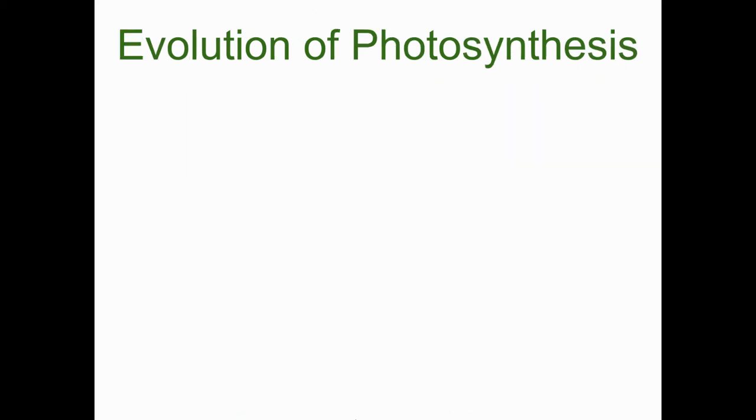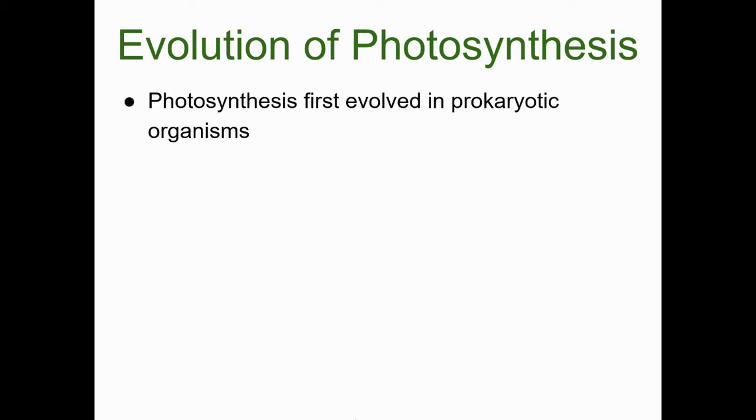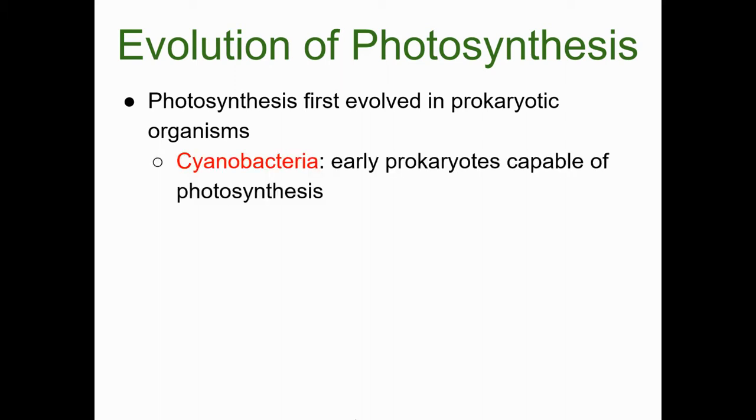Now let's go ahead and delve into the evolution of photosynthesis. Photosynthesis first evolved in prokaryotic organisms. Some of the earliest known organisms that went through photosynthesis are cyanobacteria, and there were cyanobacteria found in Australia that were, I want to say, about 3.8-ish billion years ago. That's our oldest record of cyanobacteria. And what's believed to have happened is that they oxygenated the atmosphere of early Earth.